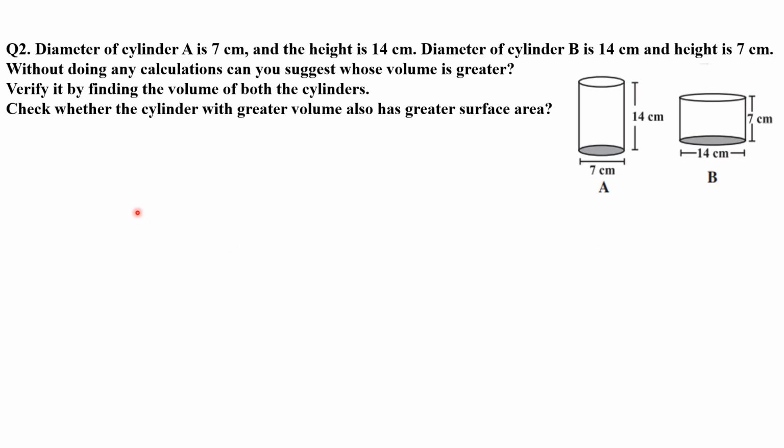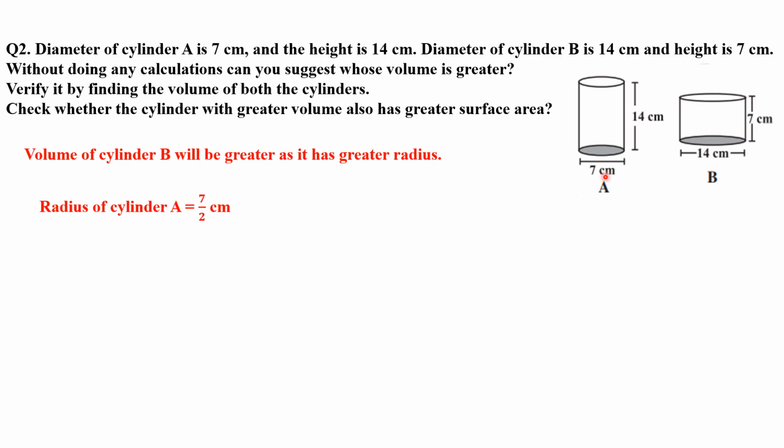Now question number 2. Diameter of cylinder A is 7 cm, height is 14. Diameter of cylinder B is 14 and height is 7. Without doing any calculation, can you suggest whose volume is greater? So according to me, cylinder B will have greater volume because the diameter is bigger than the diameter of cylinder A. So this is my guess, volume of cylinder B will be greater as it has greater radius. Now we have to verify it by finding the volume of both the cylinders.